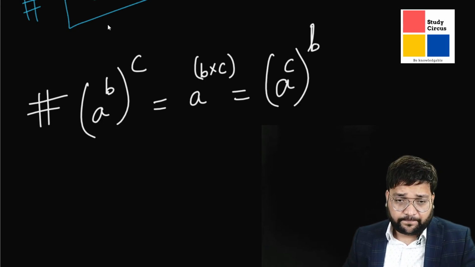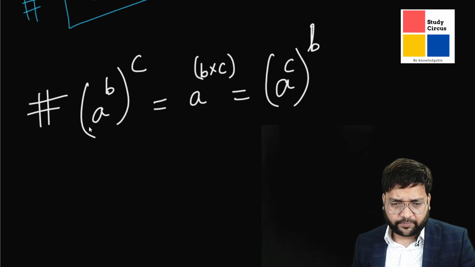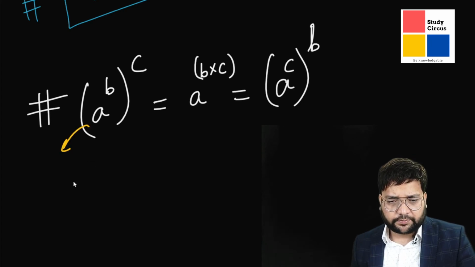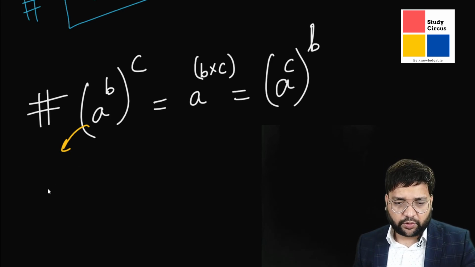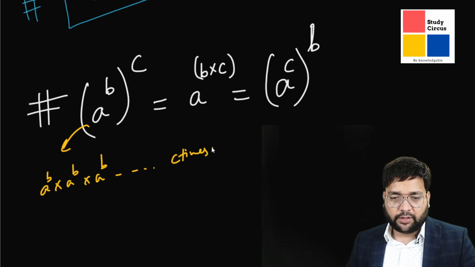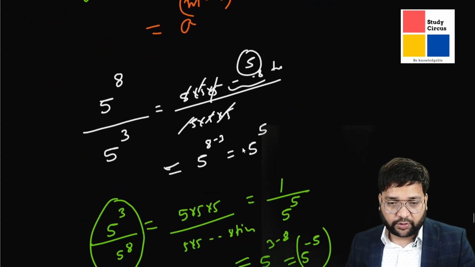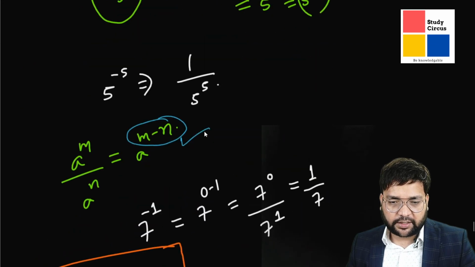The proof is very obvious. This thing is a to the power b, c times, that is a to the power b into a to the power b into a to the power b, c times. Just apply the first rule: a to the power m into a to the power n is a to the power m plus n, just the sum of the two.